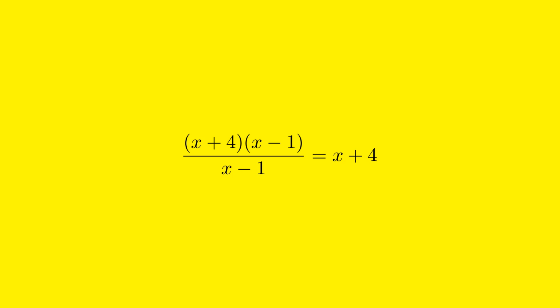The rational expression has been reduced to its lowest terms, so x squared plus 3x minus 4 over x minus 1 simplifies to x plus 4.